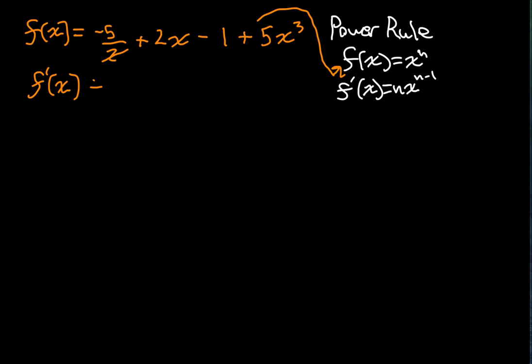So f of x is going to be equal to -5 times, well, what's 1 over x? That's x to the negative first power, plus 2x to the first power, minus 1 times x to the 0th power, right? That would be 1 times 1, plus 5x to the third. So I can basically take the separate derivatives of each of these little parts of the function, but there's no need to separate that out visually since I think that's sort of clear.